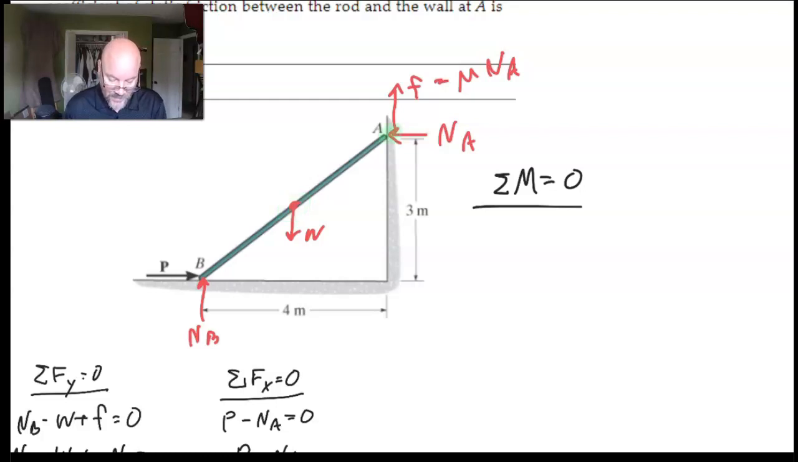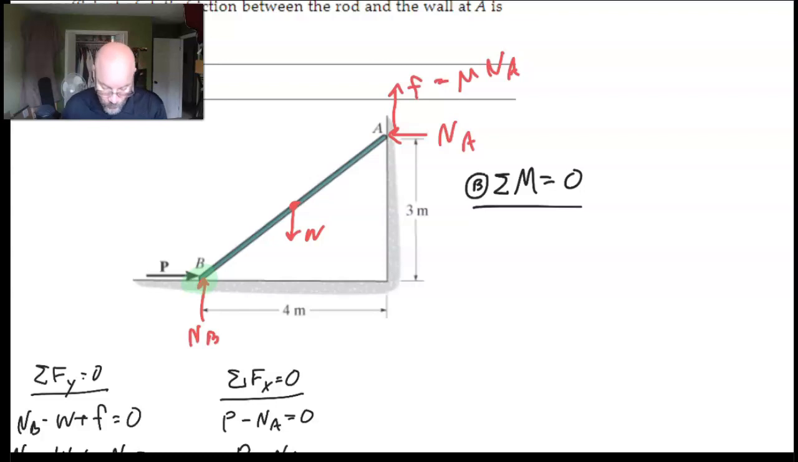Let's come in here with this. That eliminates NA, which we don't know. We've got W, then we've got NB, and we've got P. So that would mean we've got 2 unknowns that way. So really B is our best option because it looks like that's just going to set us up with only a single unknown. So let's do that. We're going to put our pivot down here, so we're going to pivot at B.